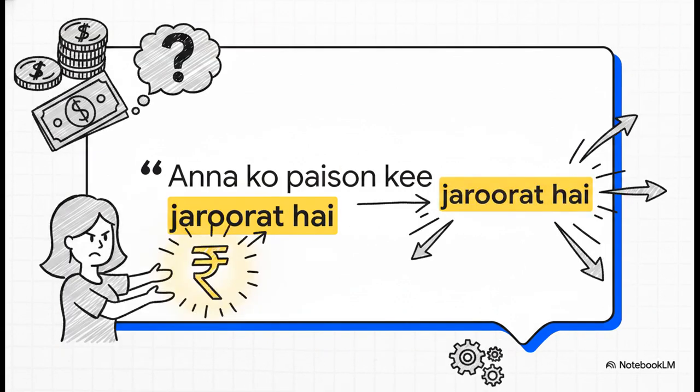Let's move over to our next character, Anna, and see how this builds upon what we just learned. Anna has a necessity. She doesn't just desire it, she really needs money. So we switch gears to zarurat. The sentence becomes Anna ko paison ki zarurat hai. Now, because zarurat is a feminine noun in Hindi, we use ki right before it. And look at the very end of that sentence. Because we use zarurat, we must conclude the entire thought with the ending verb hai.